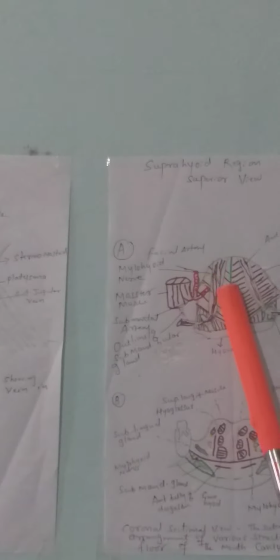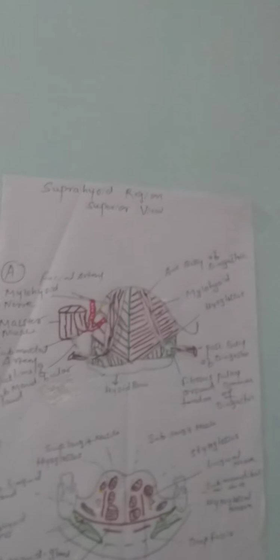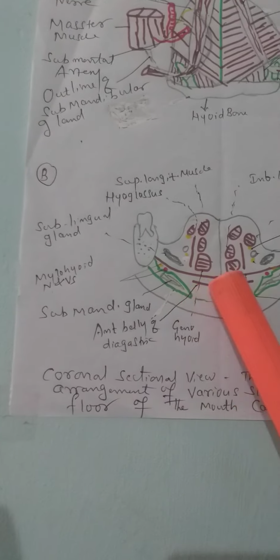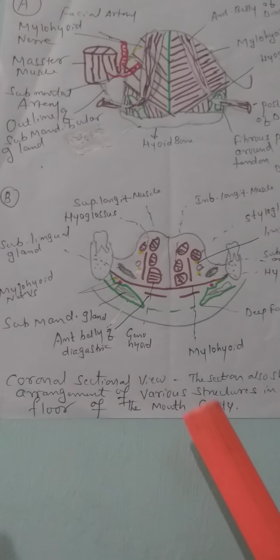This is the schematic sketch of the outline of the submandibular gland. You can easily see the sketch here. You can also see the submandibular gland on either side, and you can also see the anterior belly of digastric.